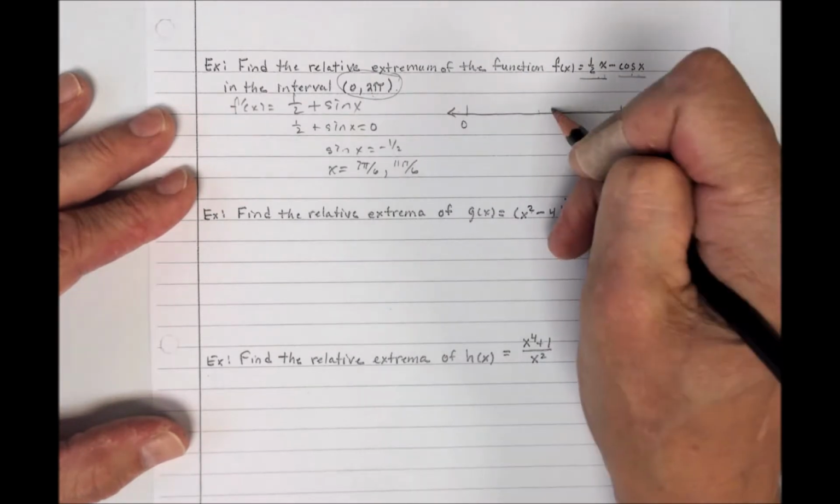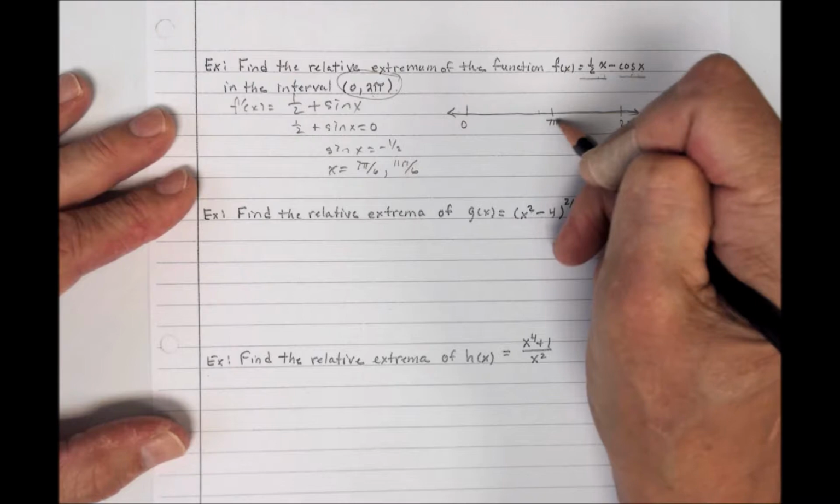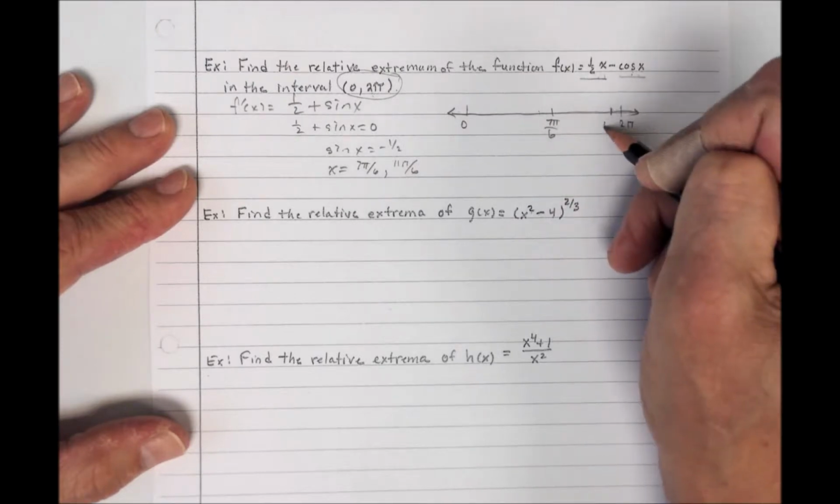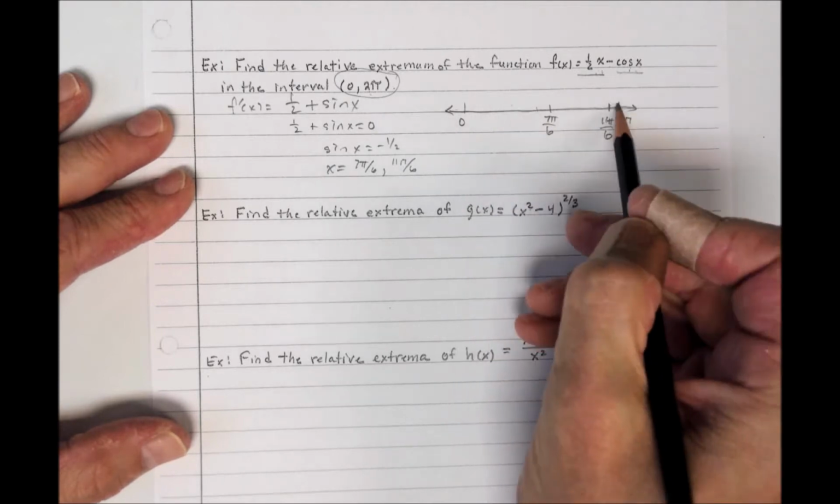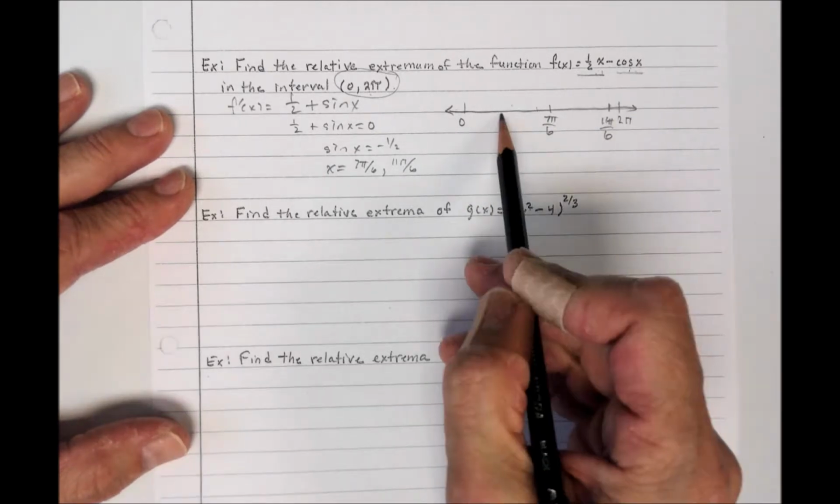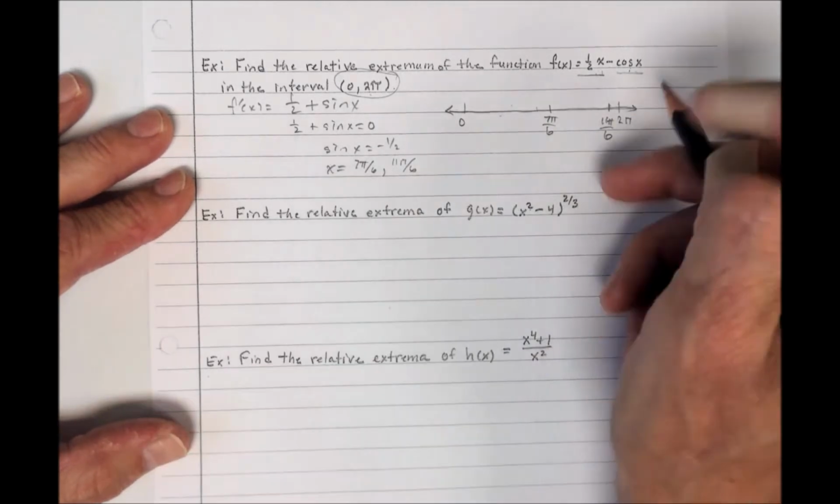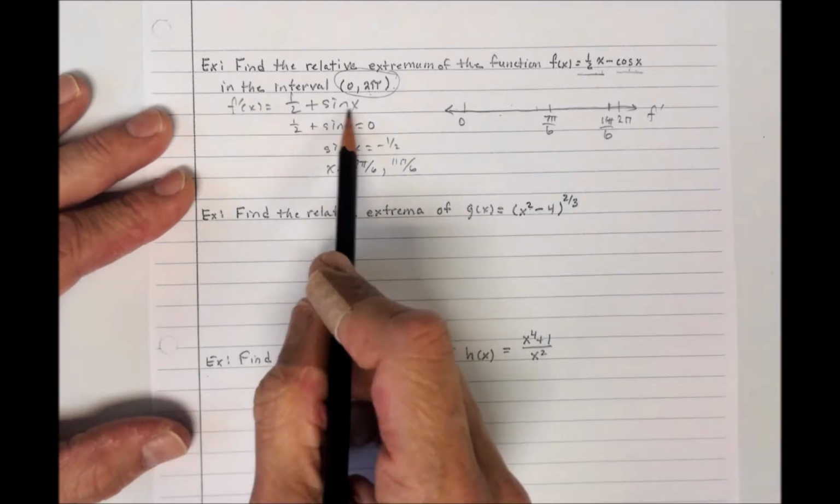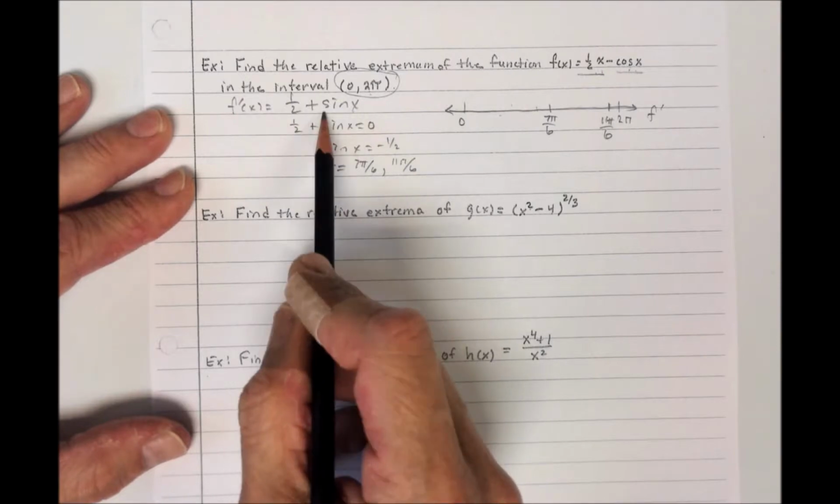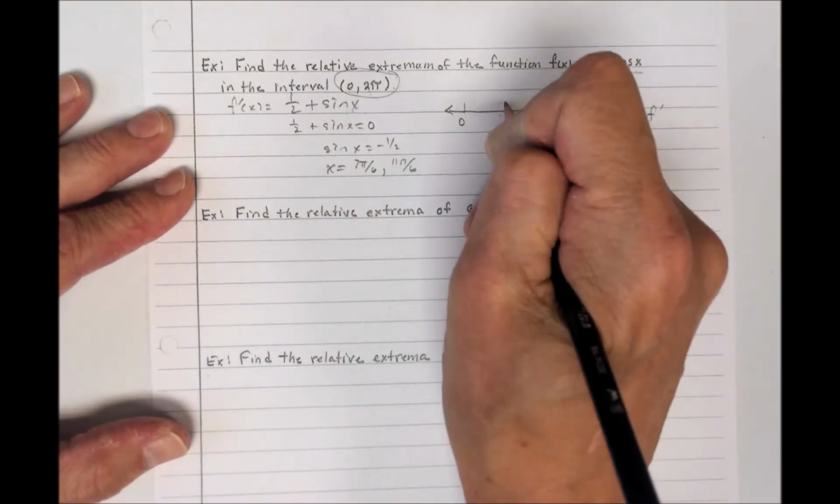So 7 pi over 6 might be about here, and 11 pi over 6 might be about here, approximately. So I have 1, 2, 3 intervals. I'm going to take a value from here, like pi, and plug it into f prime. Always label. If I plug in pi, the sine of pi is 0. 1/2 plus 0 is 1/2, which is positive.